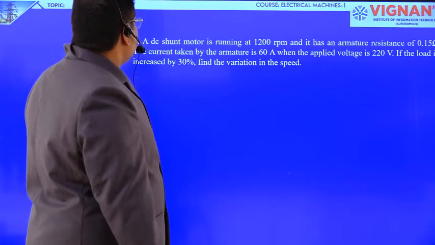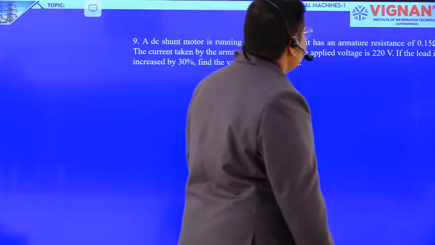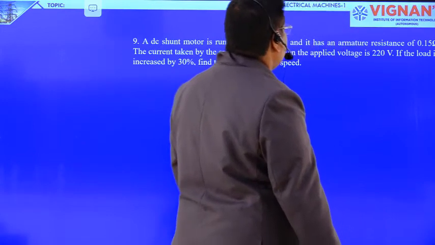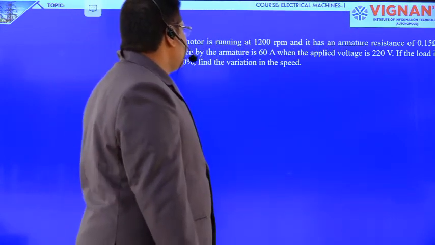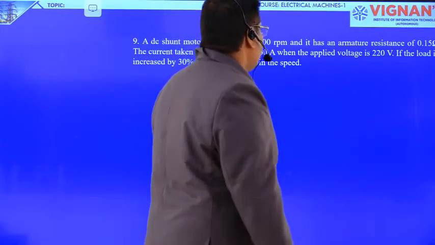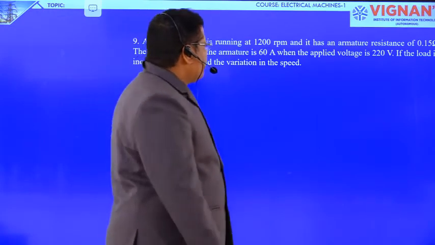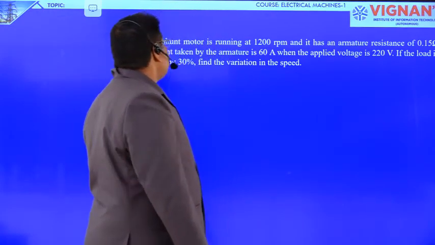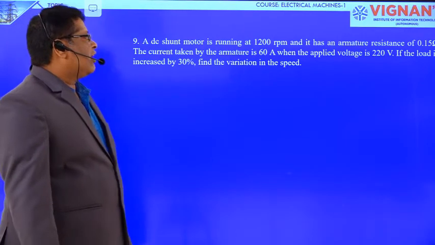Now, a DC shunt motor is running at 1200 rpm. It has an armature resistance of 0.15 ohm. The current taken by the armature is 60 amperes when the applied voltage is 220 volts. If the load is increased by 30%, find the variation in the speed.